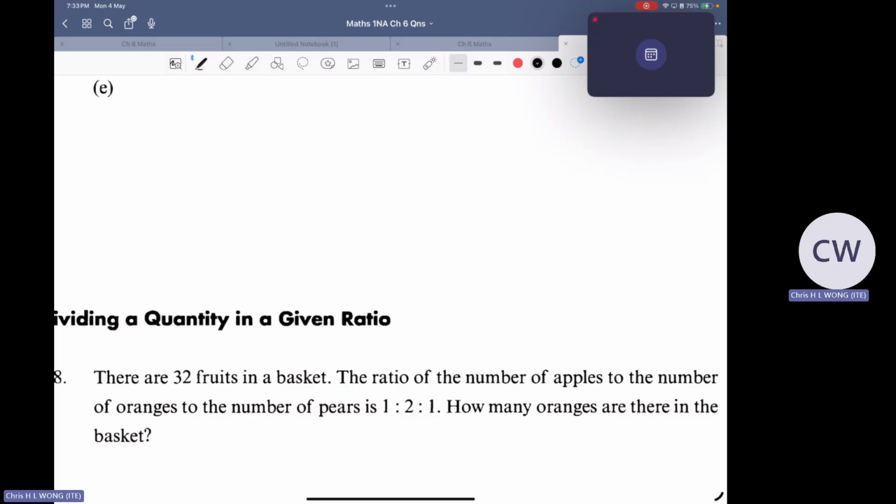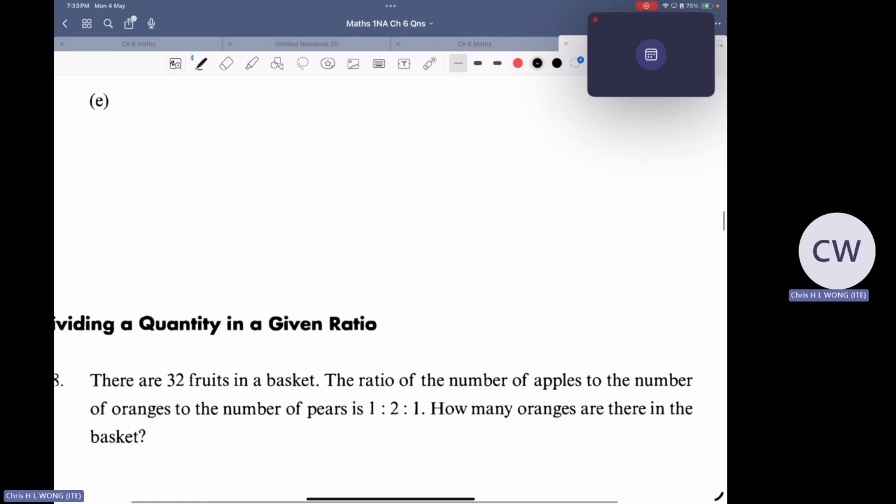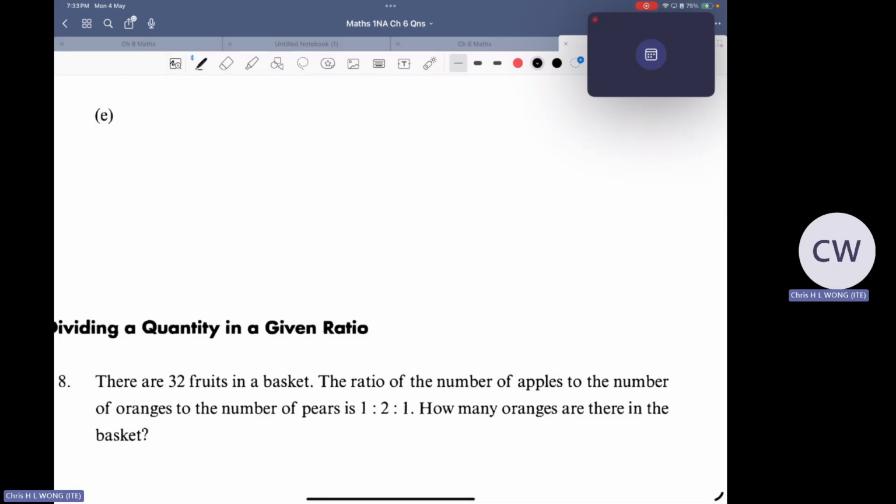There are 32 fruits in a basket. The ratio of the number of apples to the number of oranges to the number of pears is 1 is to 2 is to 1. How many oranges are there in the basket?